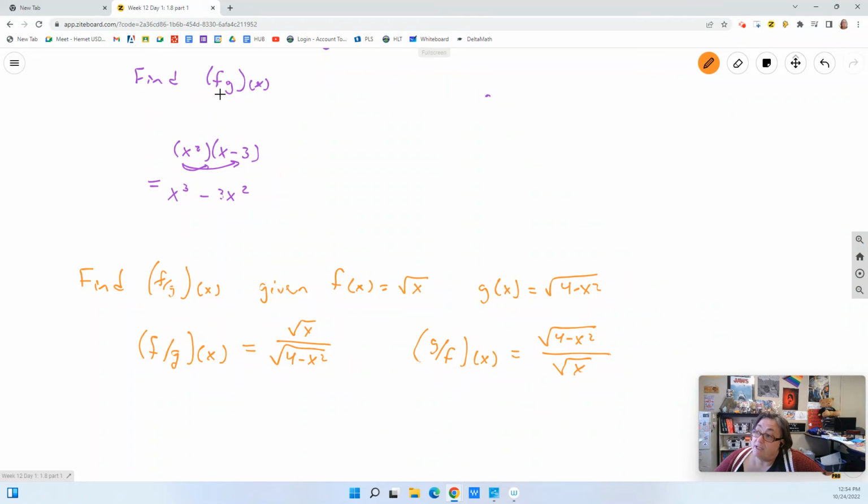Everything else kind of works the same both ways. If I asked you for g times f instead of f times g, it's going to be the same thing, right? Because with multiplication, it doesn't matter which way you multiply, you're going to get the same answer. 2 times 3 is the same as 3 times 2, right? Same thing with addition and subtraction. Well, not so much subtraction, as long as you keep the minus in the right spot, right? They alternate.